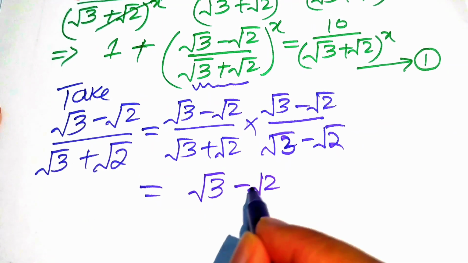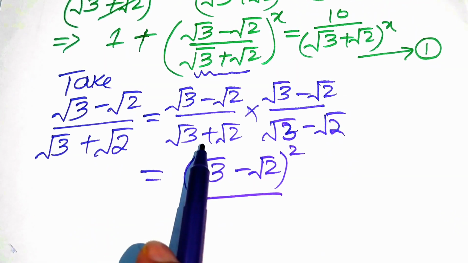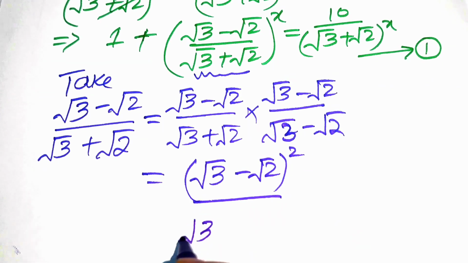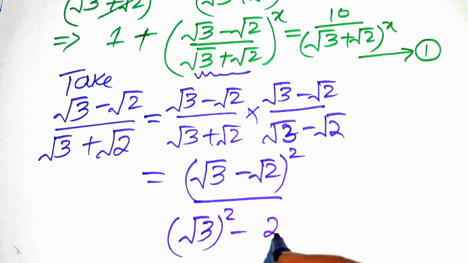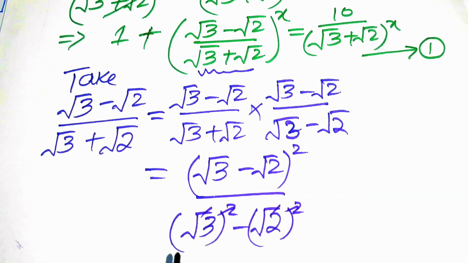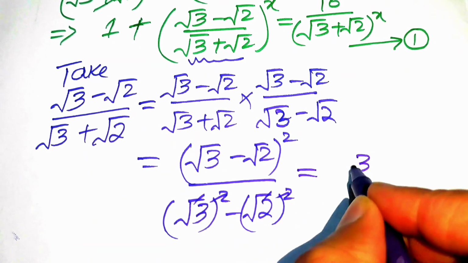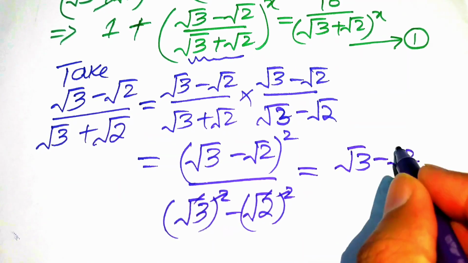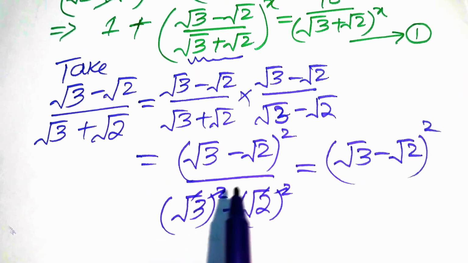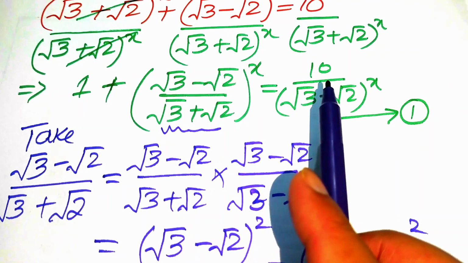When we multiply the denominators, it will be written as (√3 − √2)^2 divided by, using the formula (a + b)(a − b), (√3)^2 − (√2)^2. So the square roots and squares are gone, and we have 3 minus 2, and you know that 3 minus 2 equals 1. So here we get (√3 − √2)^2.